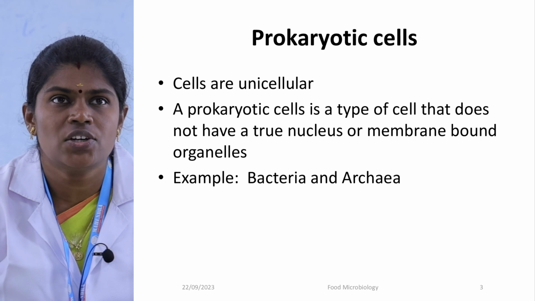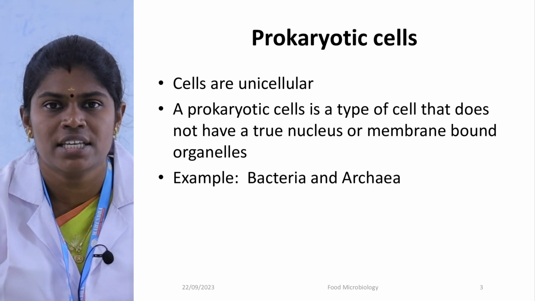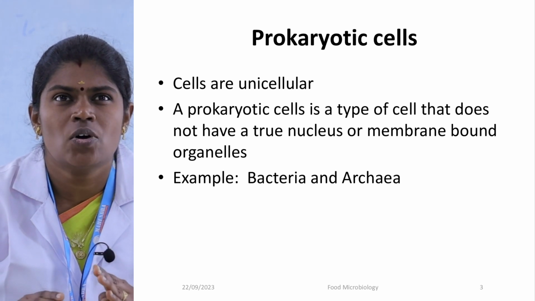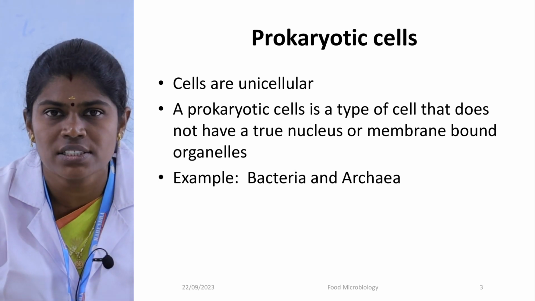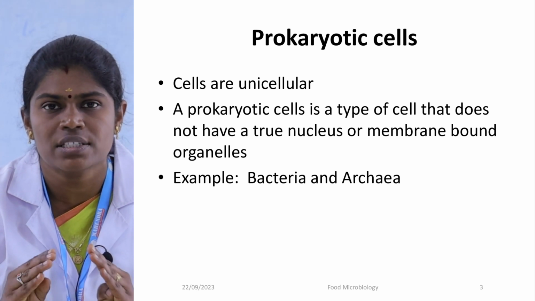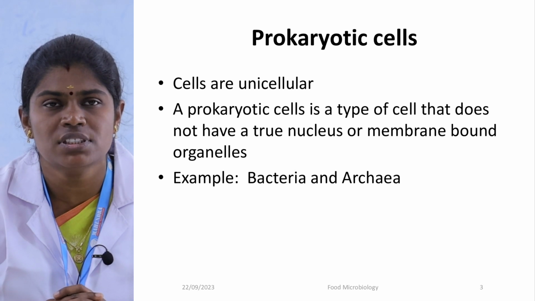Next is prokaryotic cells. It is a unicellular organism. Examples are bacteria and archaea. Prokaryotic, in the sense of -oid, means it won't have any true nucleus. It has a nucleoid, a nucleus-like structure. Example for this is bacteria.